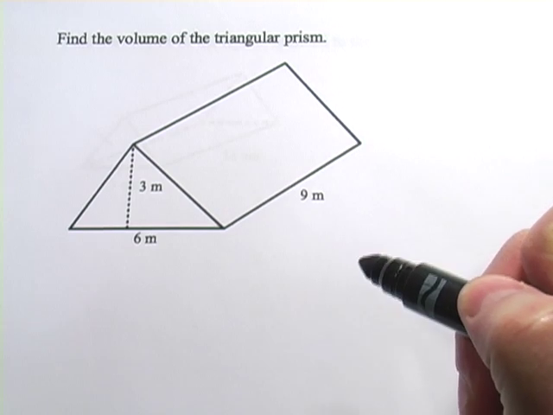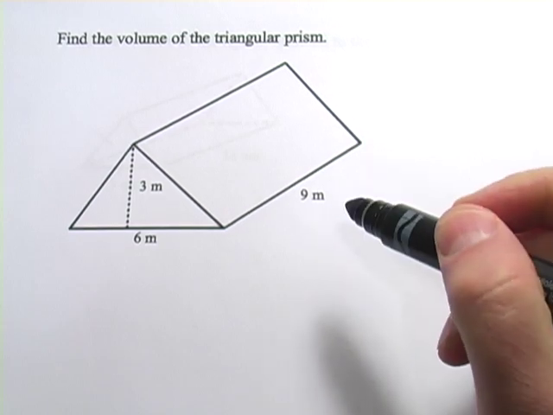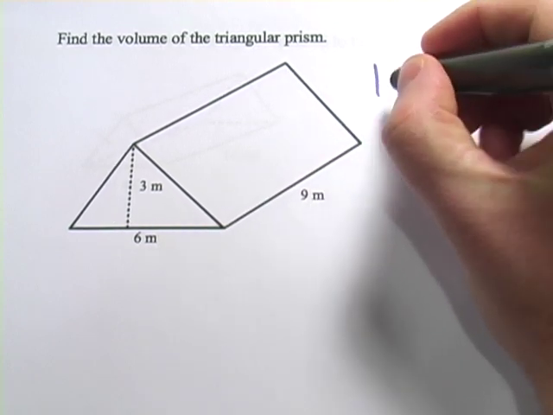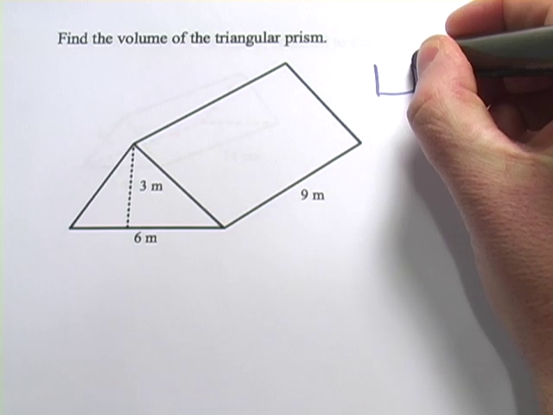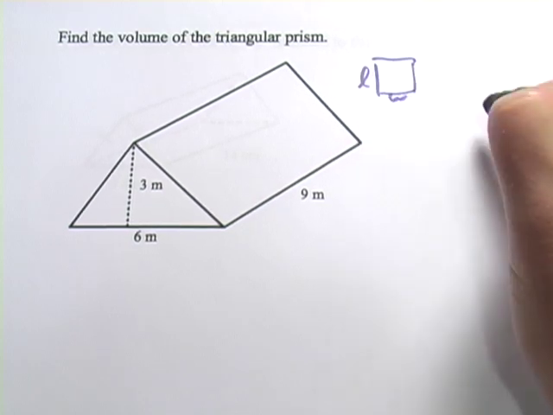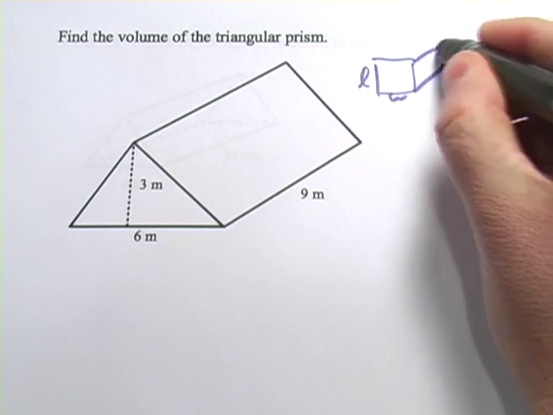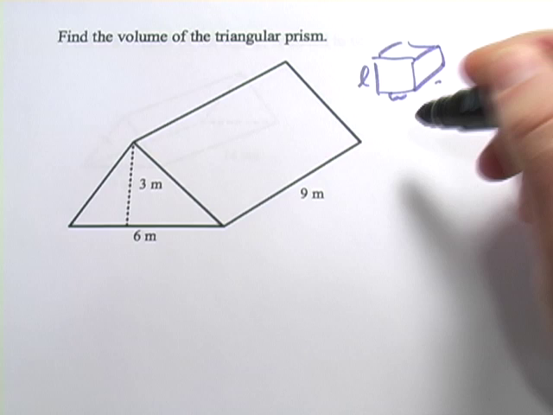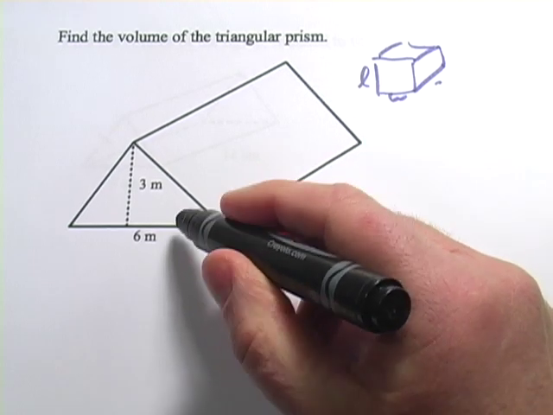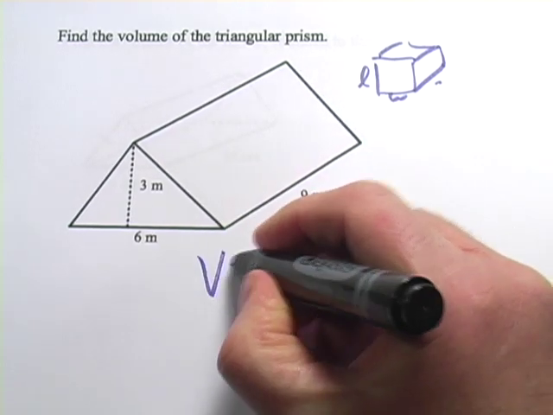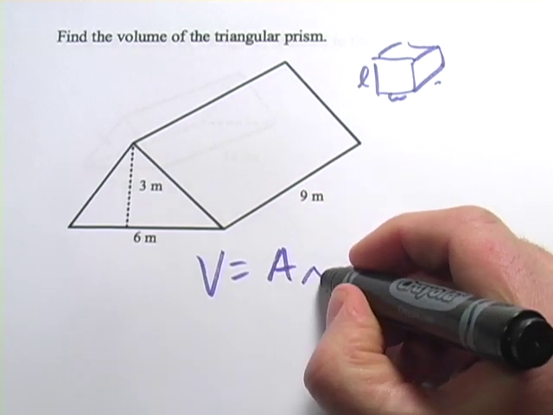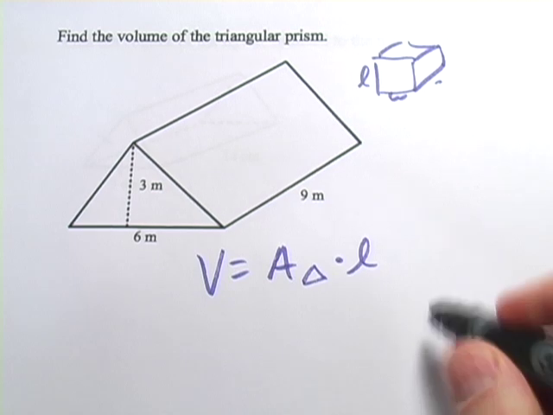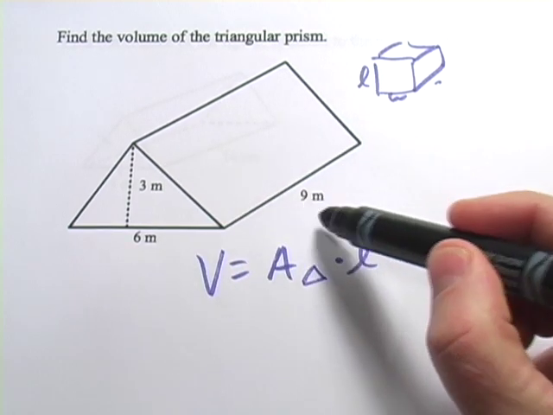In these problems, we're working on calculating the volume of triangular prisms. So remember when we did a rectangular prism or a cube, you had the area of a square multiplied by the length or the depth of the cube, so there's this third dimension. We're going to do something very similar. We're going to multiply the area of the triangle, so the volume is going to be the area of the triangle times the length of the prism. So we're going to calculate the area of this and then multiply it by 9.